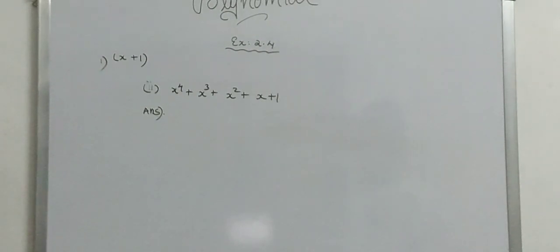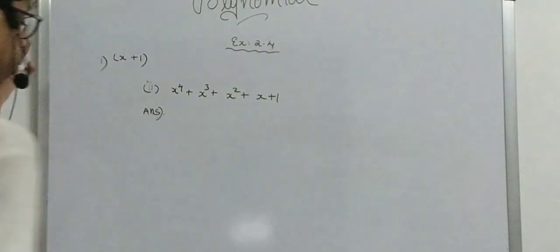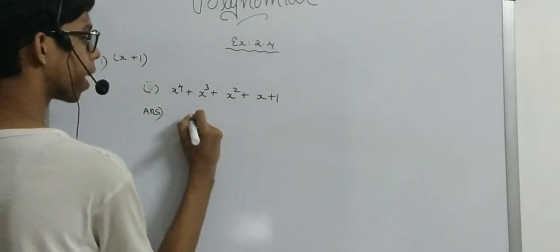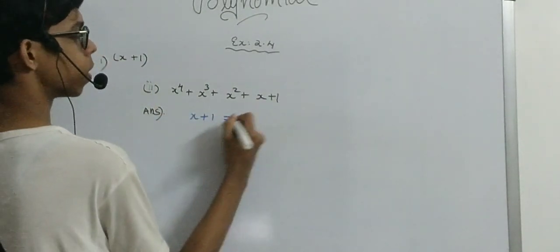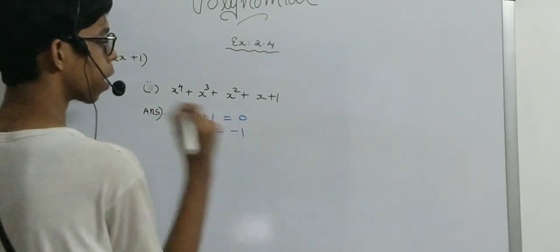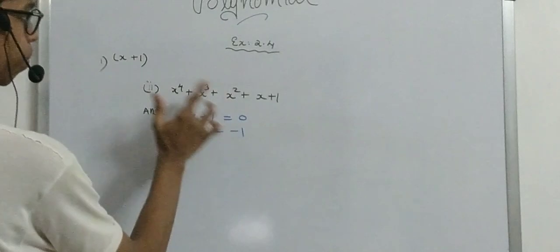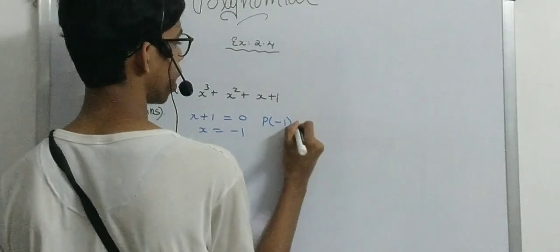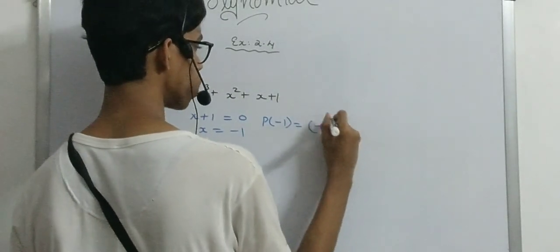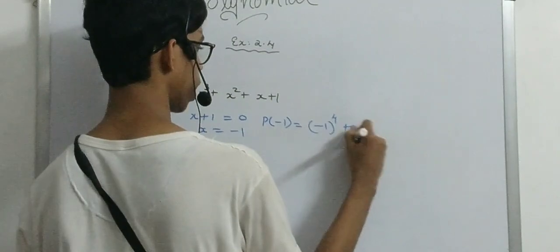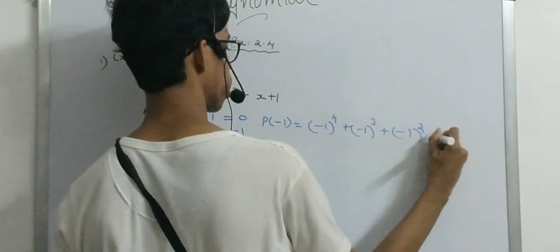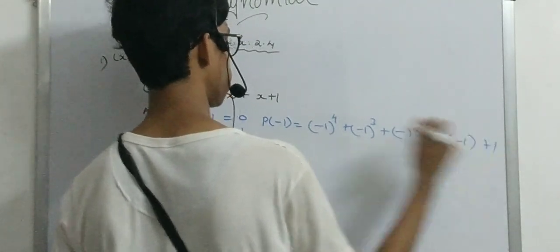The second one is x raised to 4 plus x cube plus x square plus x plus 1. Here also we have to show x plus 1 is a factor. So from here we can write x plus 1 is equal to 0, so x is equal to minus 1. Substitute this minus 1 in the given polynomial. So we have to find p of minus 1 is equal to minus 1 the whole raised to 4 plus minus 1 the whole cube plus minus 1 the whole square plus minus 1 plus 1.